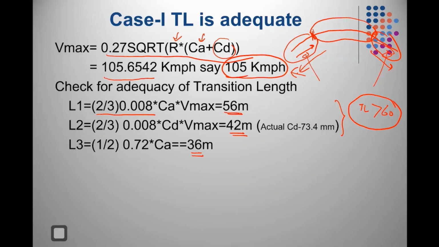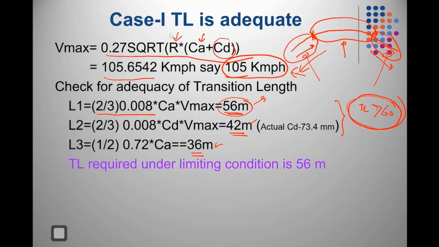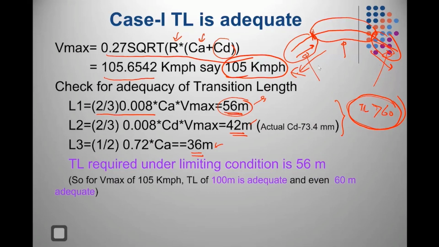ठीक है ना. So minimum required is 56, ये तो और भी कम है, तो कम से कम 56 मुझे चाहिए. My transition length for more than 60, no speed restriction is required to be imposed, क्योंकि मेरी requirement वो meet कर रहा है. So my circular curve is going to decide my speed potential of the curve. सर्कुलर कर्व ही डिसाइड करने वाला है. That means TL required under limiting condition is 56 मीटर. सो फॉर 2 केसेस जहाँ पर मैंने कहा कि मेरी 100 मीटर ट्रांजिशन लेंथ है और मेरी 60 मीटर ट्रांजिशन लेंथ है, इन दोनों में मुझे कोई दिक्कत नहीं आने वाली है.